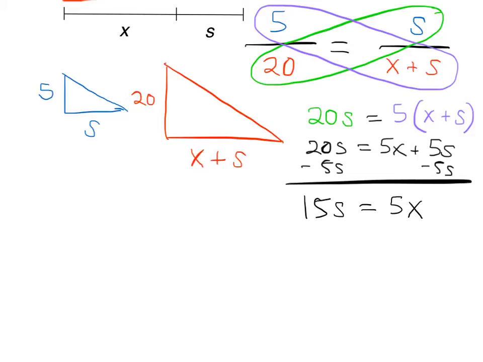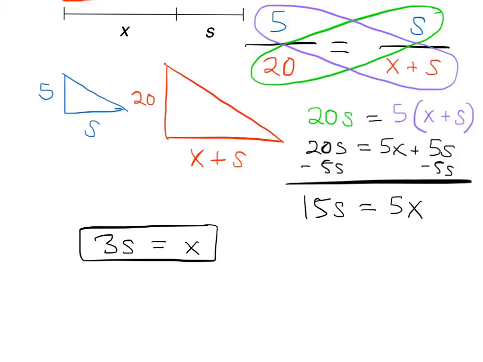If you change one, then the other one will change according to how the similar triangles work. So if you want to get this equation any more simplified, you could divide by 5, which would give you 3S equals X. So that is a useful equation for us that tells us that technically X is 3 times bigger than S.